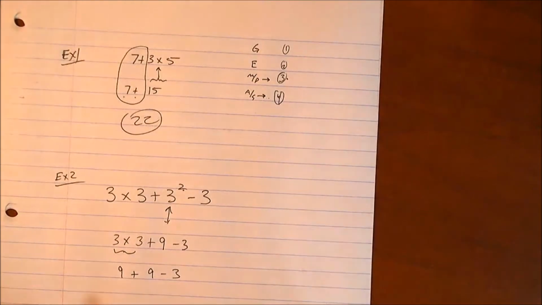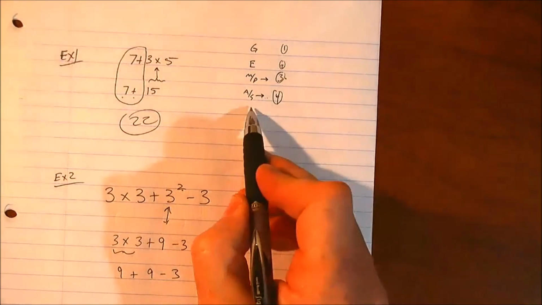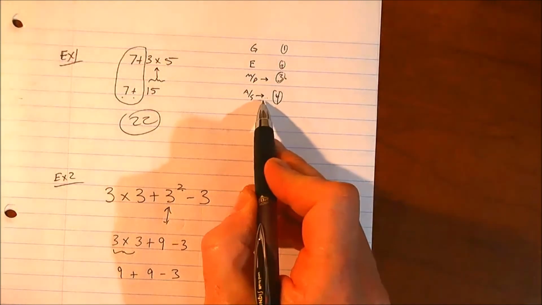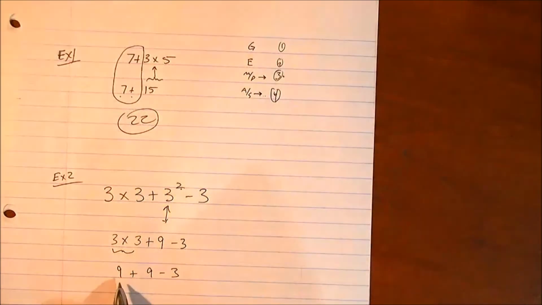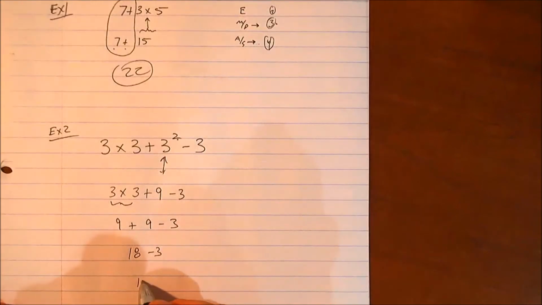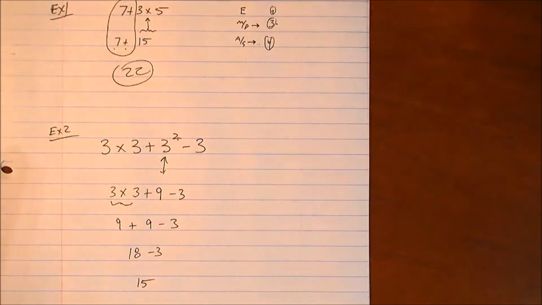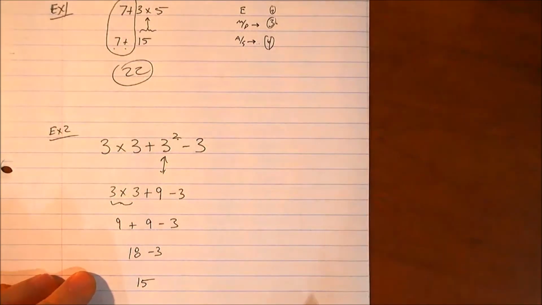And now all I have left are adds and subtracts, and I'm going to do them in order from left to right. So first, I start here and I do the addition. 9 plus 9 gives me 18. And then I come here and I do the subtraction. 18 minus 3 gives me 15. And so that would be a problem that has exponents in it.